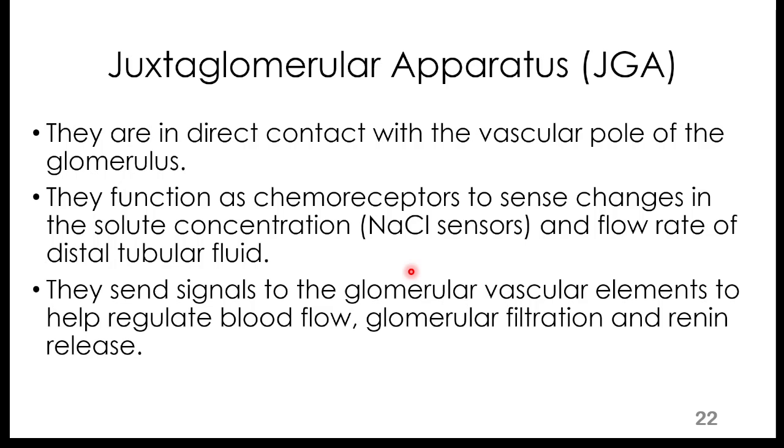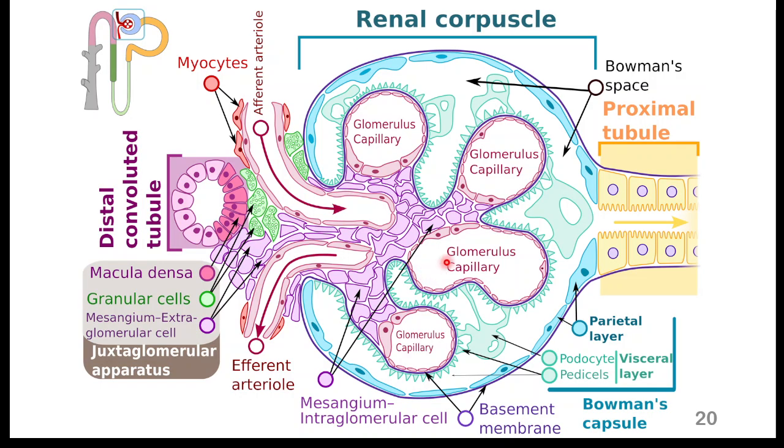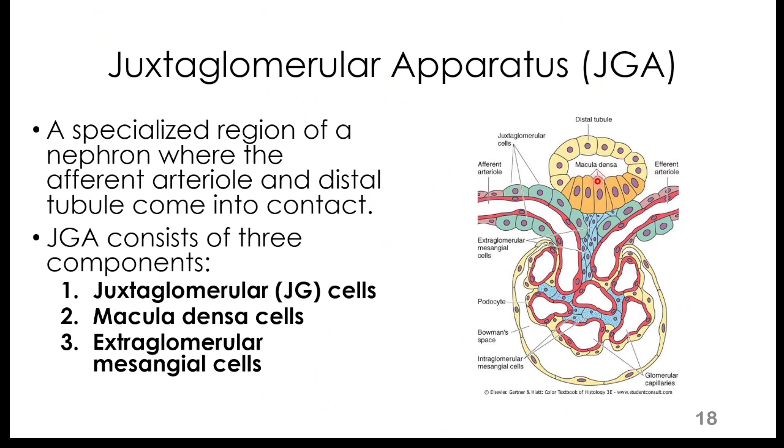Now, still on the macula densa cells, yes, they are also in direct contact with the vascular pole of the glomerulus. Yes, we can see this here. The vascular pole refers to the two arterioles, both the afferent and efferent. So we can see they are closely opposed to both the afferent and efferent arterioles here.